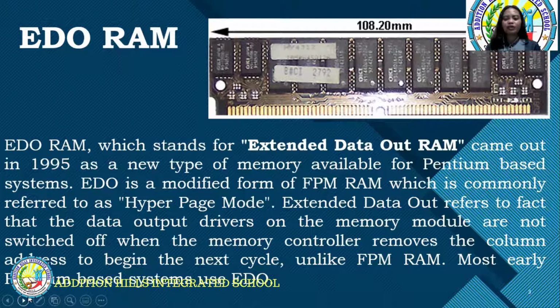Extended data out refers to the fact that the data output drivers in the memory module are not switched off when the memory controller removes the column address to begin the next cycle, unlike FPM RAM. Most early Pentium-based systems used EDO. So, nung time na yon, nung 1995, yung first RAM is the FPM and yung second type naman na ginamit na nila for Pentium-based systems ay yung EDO RAM. So, mas mabilis at mas maganda yung type ng EDO RAM kesa sa FPM.